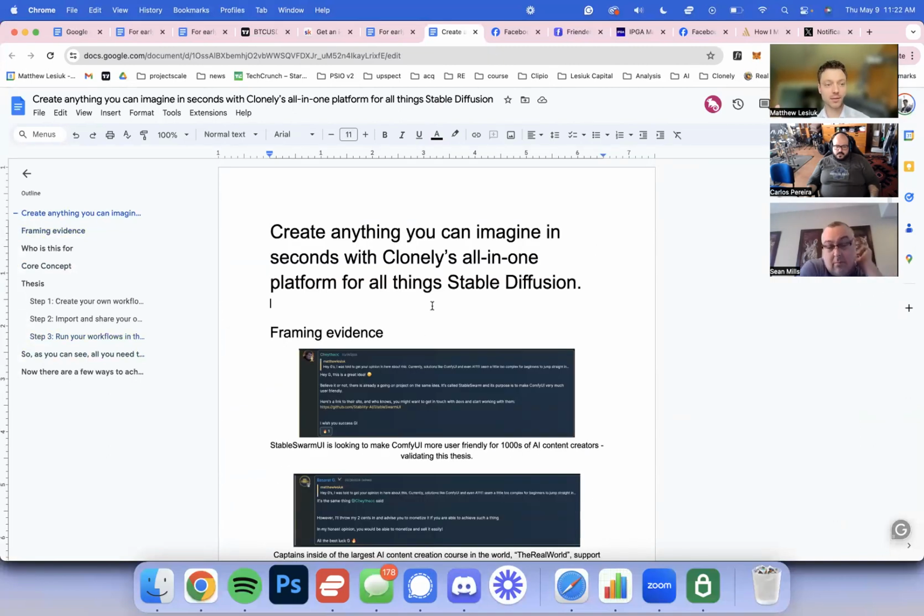And this is an example. Basically, there's no code written for Clonely. But we already have an audience, a group of people that are willing to try this thing. And that's the only validation you need in the beginning.